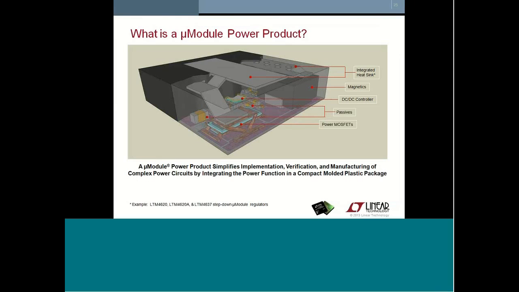So what is a micromodule power product? It is an encapsulated part containing a DC-DC regulator, power elements, MOSFETs, magnetics, choke or transformer, some passives, and the heatsink, all in a compact molded plastic package.